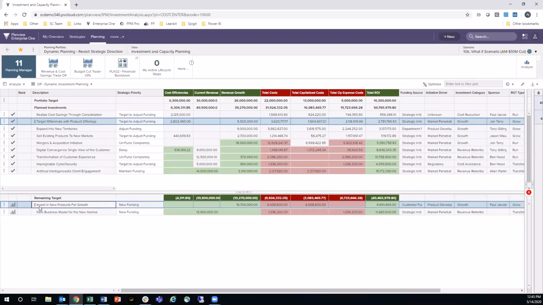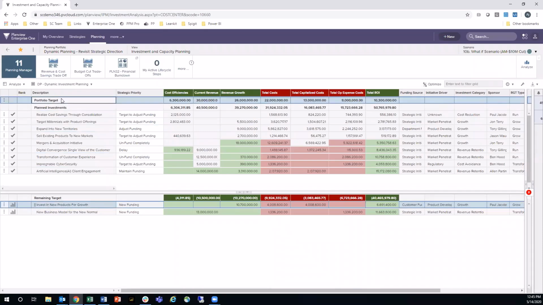And what we track to is this portfolio target. This is what you are constrained to as an organization. So in this scenario, we only have $22 million in budget. We only have 13 in CapEx and 9 in OpEx.